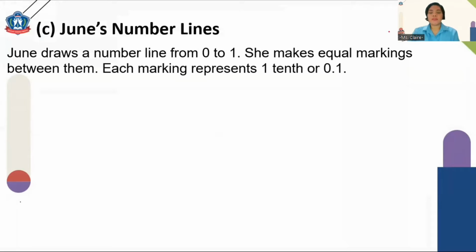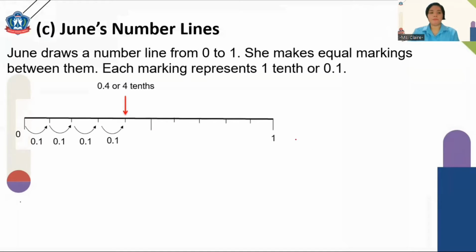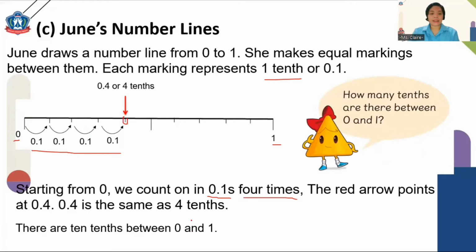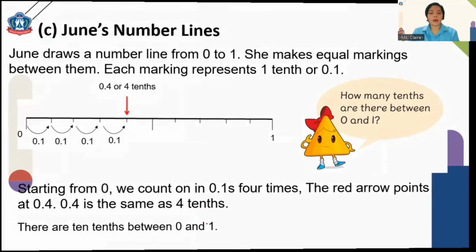June draws a number line from 0 to 1. She makes equal markings between them. Each marking represents 1/10 or 0.1. Take a look. We have our number line from 0 to 1 divided into 10 equal parts. Every marking means 1/10. How many markings are there until this part? There are 4, right? 4 of 0.1. So we have 0.1 four times. It means we have 4/10. There are 10/10 between 0 and 1.